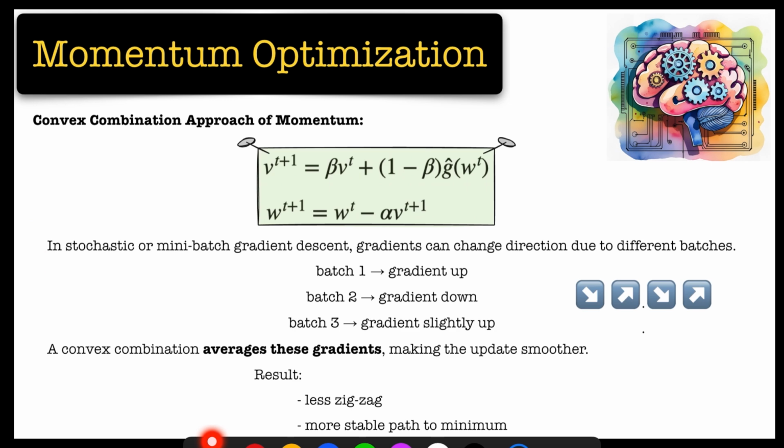Now in stochastic or mini batch gradient descent, gradients can change direction due to different batches. In batch gradient descent, we consider the whole data set at a time, but in stochastic or mini batch gradient descent we have multiple batches. Batch 1 might have gradient going up, batch 2 gradient going down, batch 3 gradient slightly up. So we can have different directions for different batches. If you take a convex combination, it averages these gradients, making the update a little smoother. The result is a less zigzag update and a more stable path to the minimum.